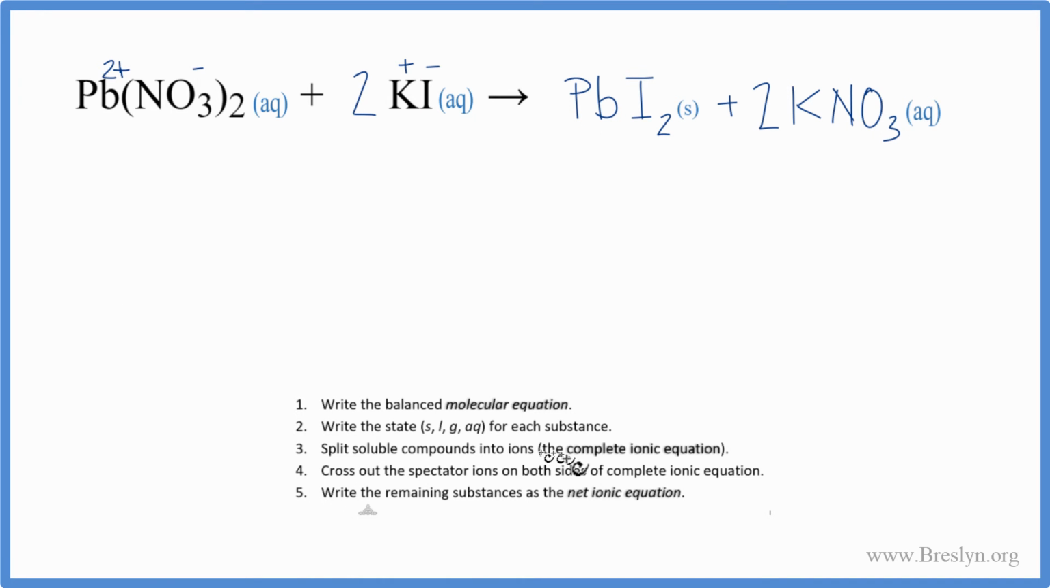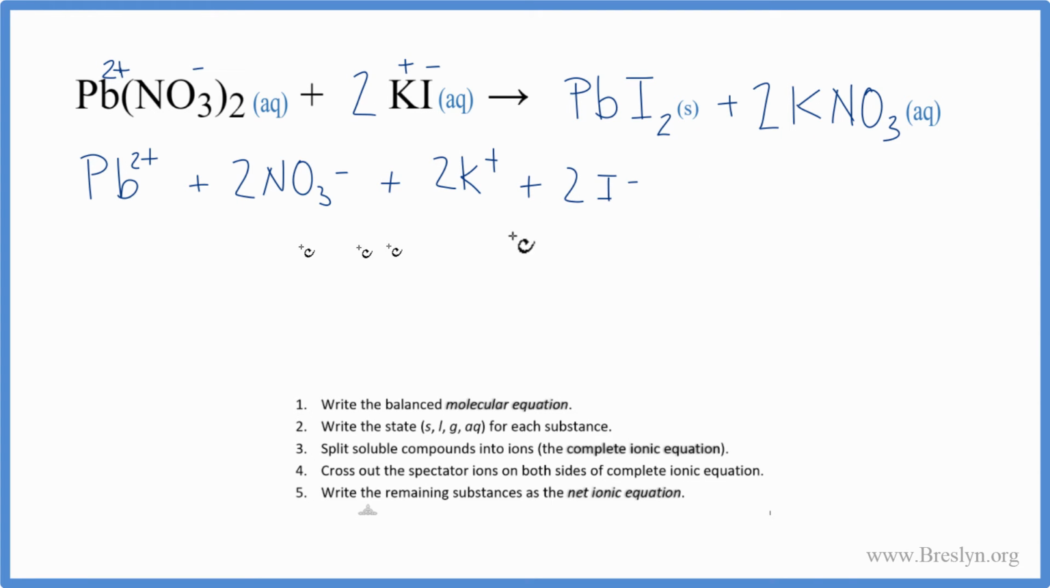Next up, we're going to split all the soluble compounds into ions. The soluble ones, those are the ones that are dissolved, the aqueous ones. So let's split them up. We've already done these. Pb2+, and I won't write aqueous after everything right now. Then we have NO3-, and we have 2 NO3-. So we need to put that, 2 nitrate ions, plus potassium. We have 2 potassium ions, and then we have 2 iodide ions.